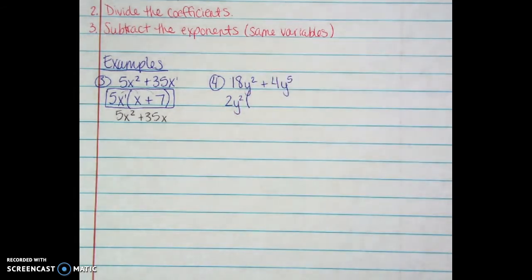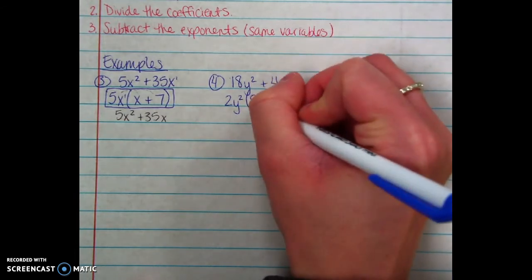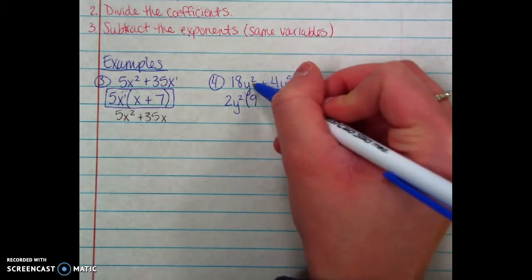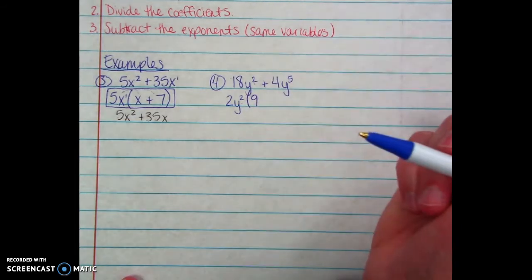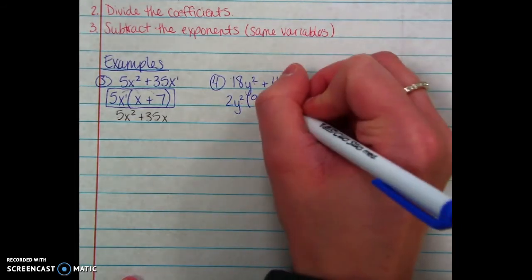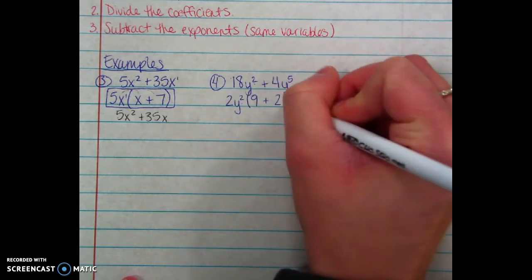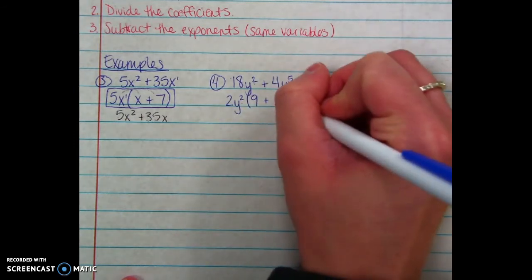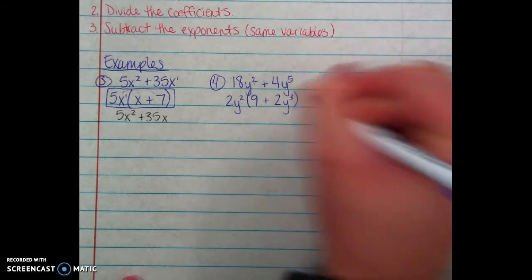Draw your parenthesis. 18 divided by 2 is 9. I have a y squared here and a y squared here, so they're going to cancel each other out, so this is just 9. Plus 4 divided by 2 is 2. And with the y's, I do 5 minus 2 to get 3.